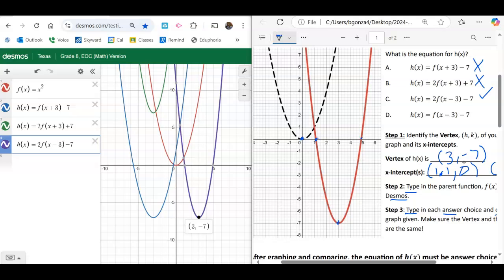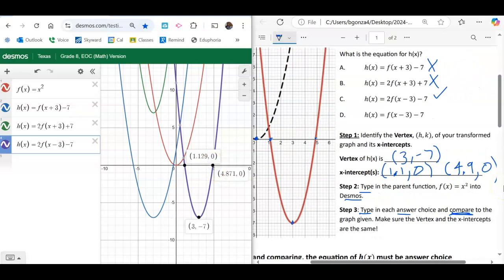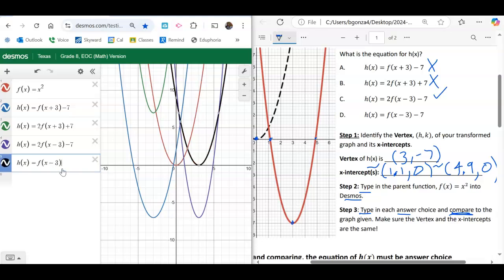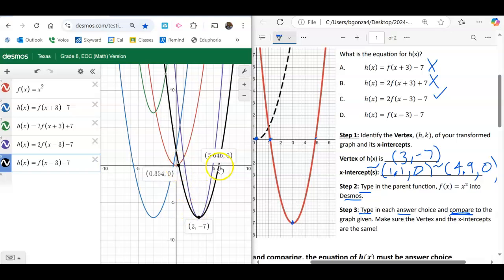So far, A and B were no. C looks good. Okay. Let's look at these x-intercepts. Like it's about 1.1. Hey, that looks good. This is about 4.9. That looks good. I mean, these are, about. So just by estimating and looking at these points, C looks like the best answer. I'm just going to do D real quick so that way we can make sure it's not it. This black one, look at it. It does have the right vertex, 3, negative 7, but look at these x-intercepts, 0.3, 5.6. That is not close to the x-intercepts we see. So the answer has to be C.